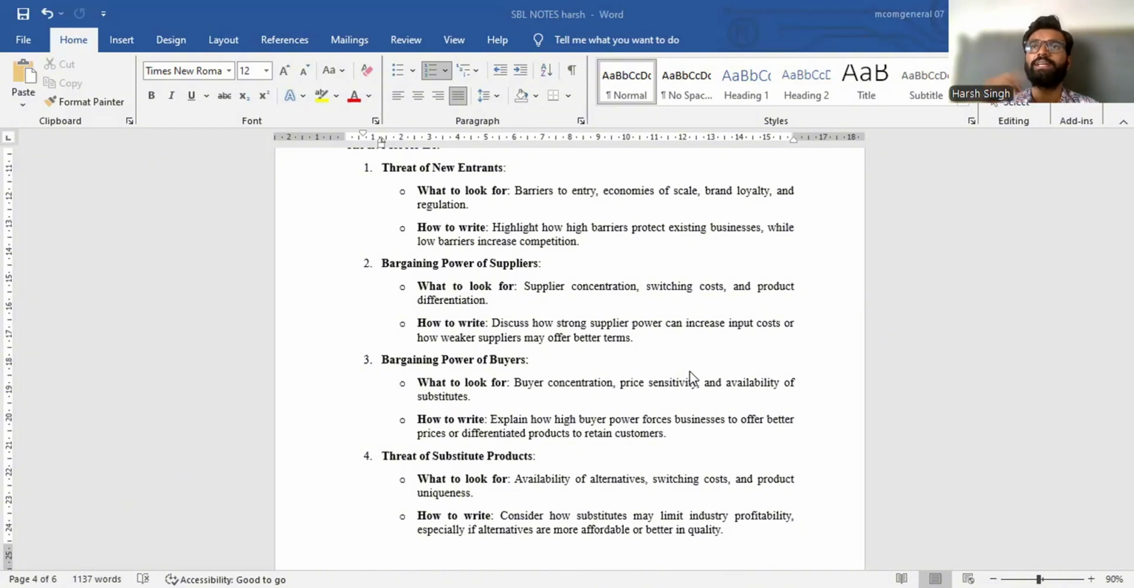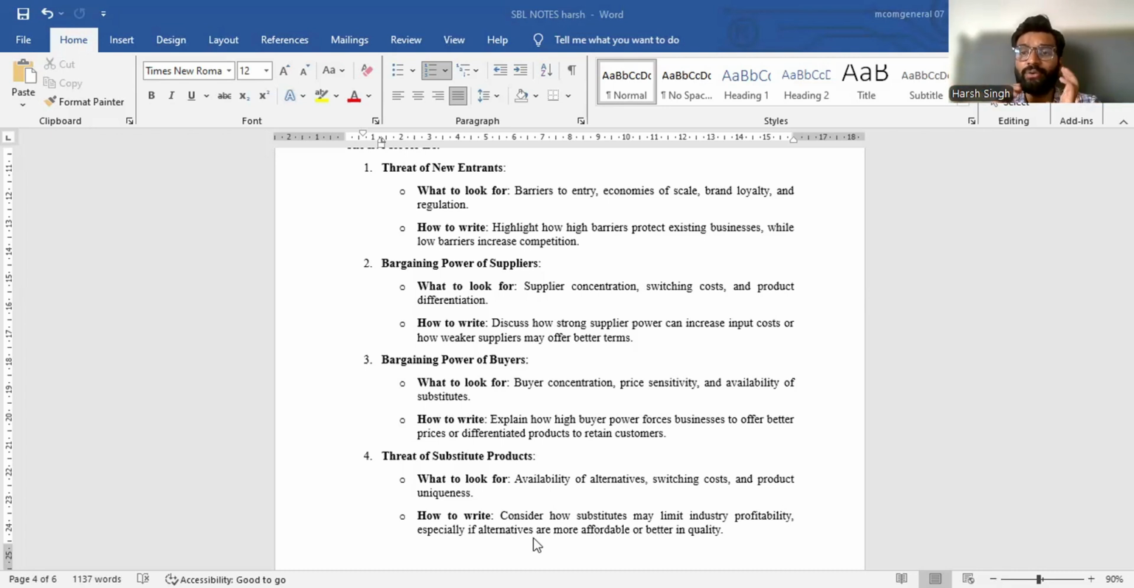So you have to explain how high buyer power forces businesses to offer better prices or differentiated products to retain customers. Because if you just take a very quick example of, let's say, Bisleri. Bisleri is a water bottle. Now, Bisleri has a 20 rupees bottle for the general public and an 80 rupee bottle for the niche market. So they have a differentiated product because the customers who want an 80 rupees bottle, who can afford it, are different from the public who is able to afford the 20 rupees bottle.